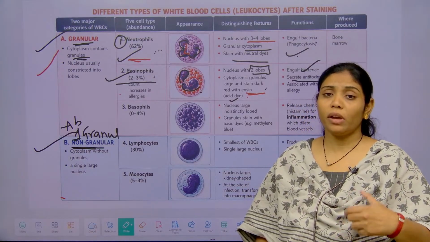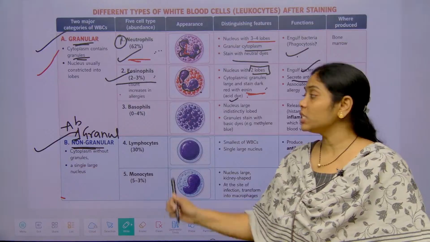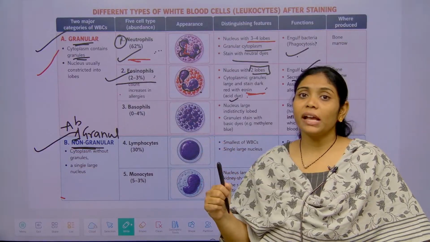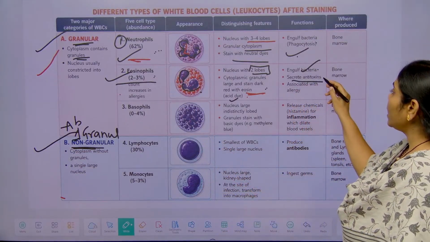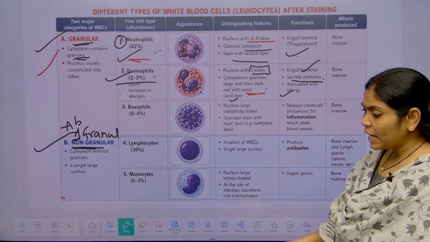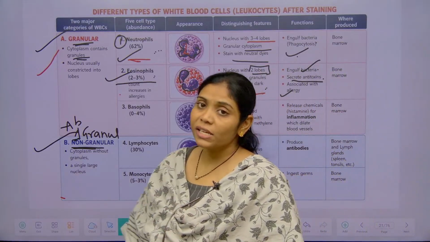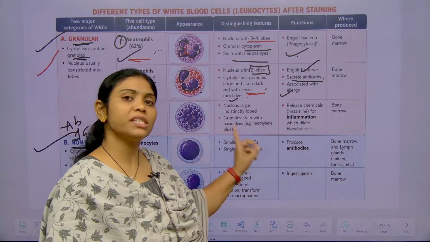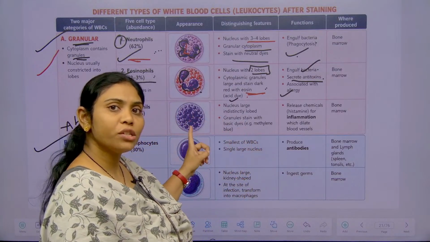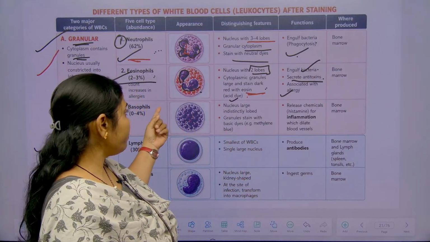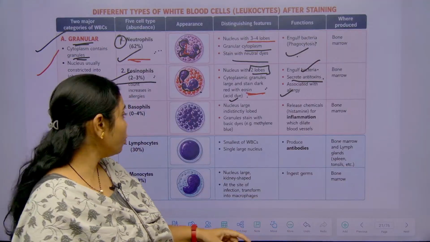Antitoxins means against the toxic substance. These eosinophils are secreting what? Antitoxic substances. Mainly when allergic conditions occur in the body, the first cell that comes and fights against that pathogen is nothing but the eosinophil.